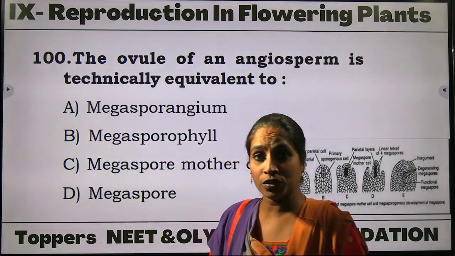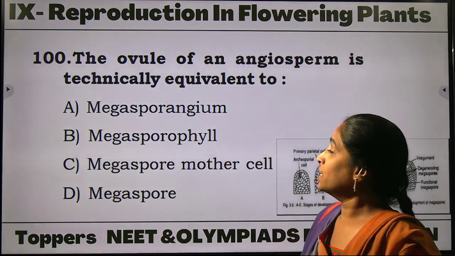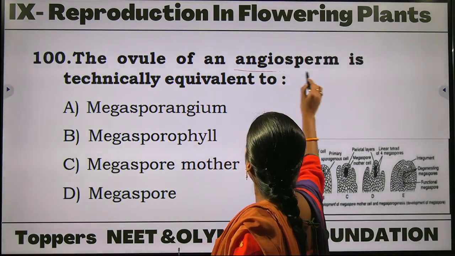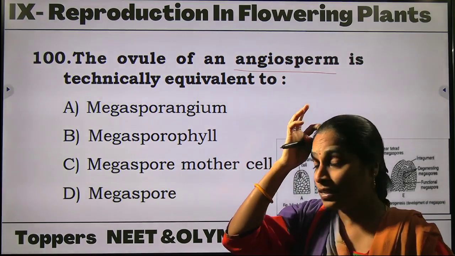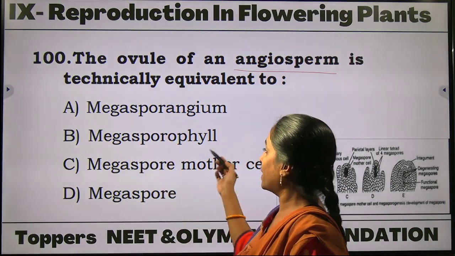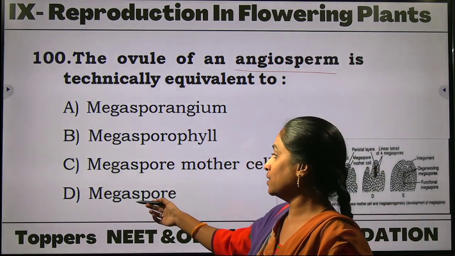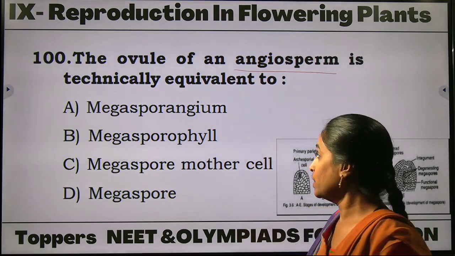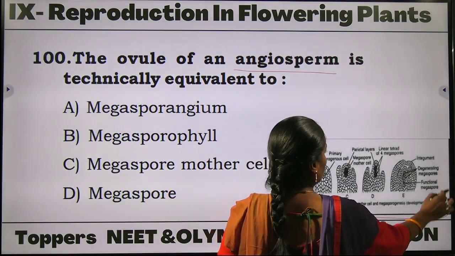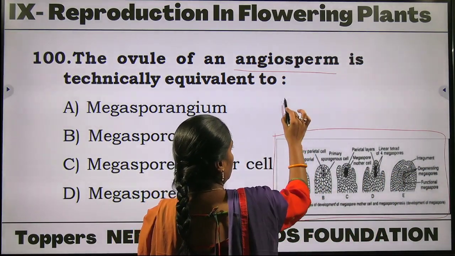Coming to the last question but not the least. The ovule of an angiosperm is technically equivalent to: is that the megasporangium, the megasporophyll, the megaspore mother cell, or a megaspore? Here, during the formation of the embryo sac, first we can observe the archesporial cell.